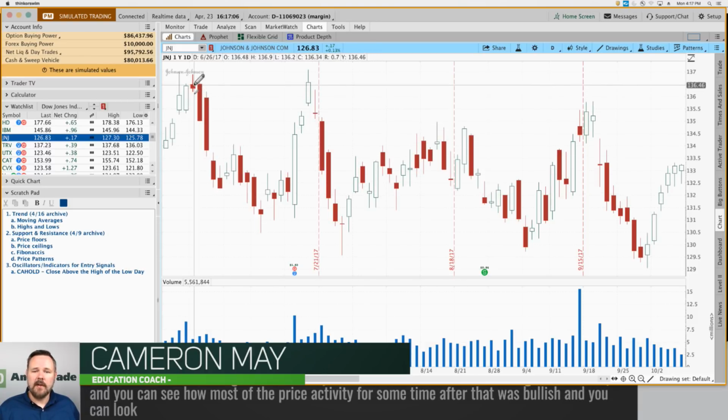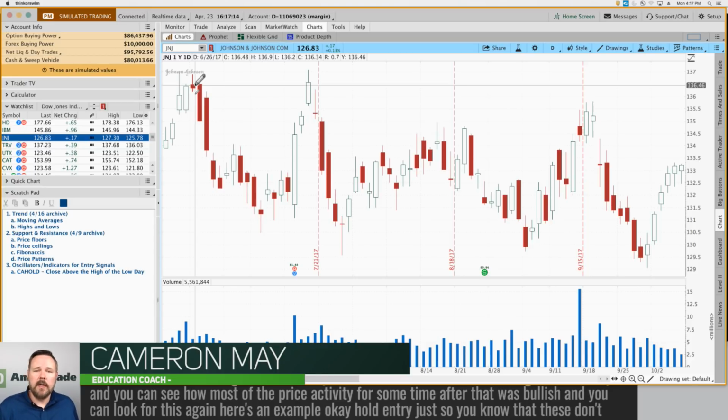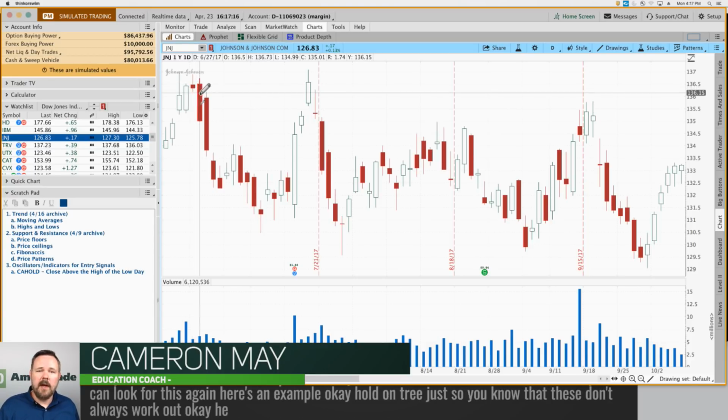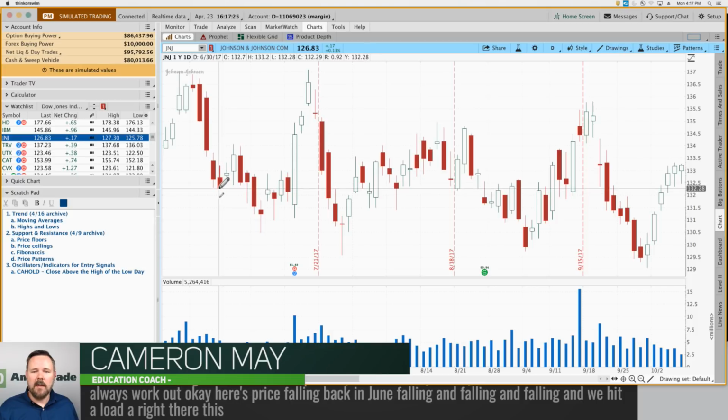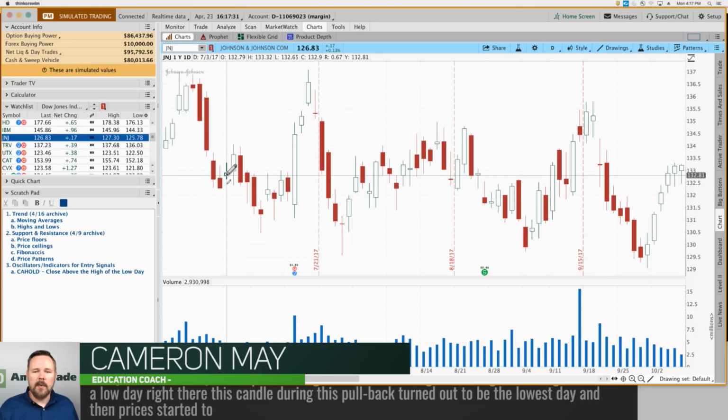And you can look for this again. Here's an example. I'm going to show you an example of a failed K-hold entry, just so you know that these don't always work out. Okay, here's price falling back in June. Falling and falling and falling. And we hit a low day right there. This candle during this pullback turned out to be the lowest day, and then prices started to go up.